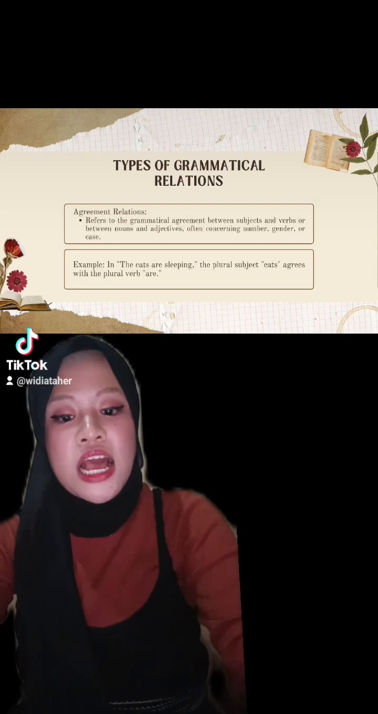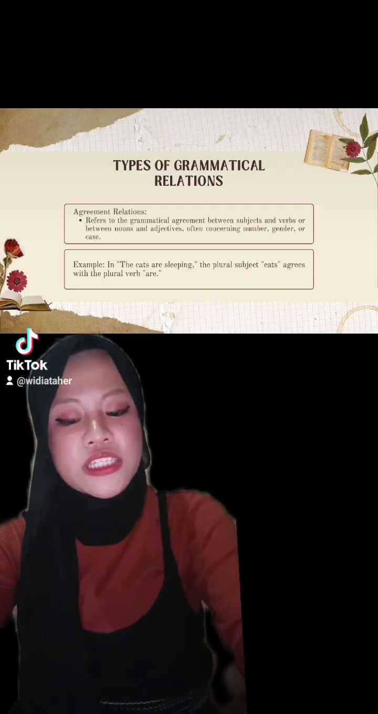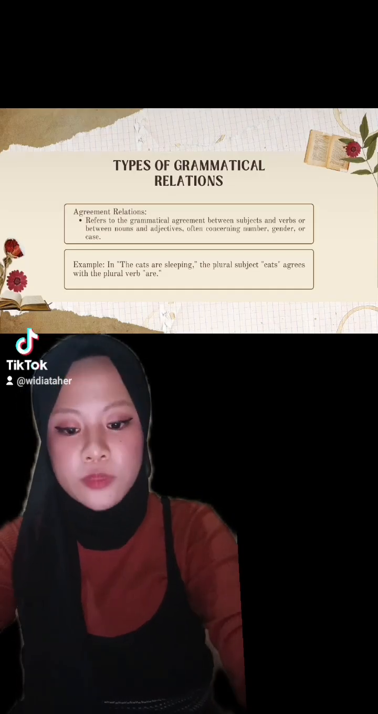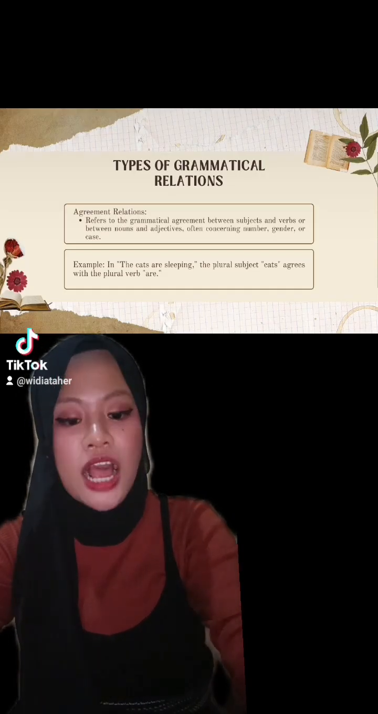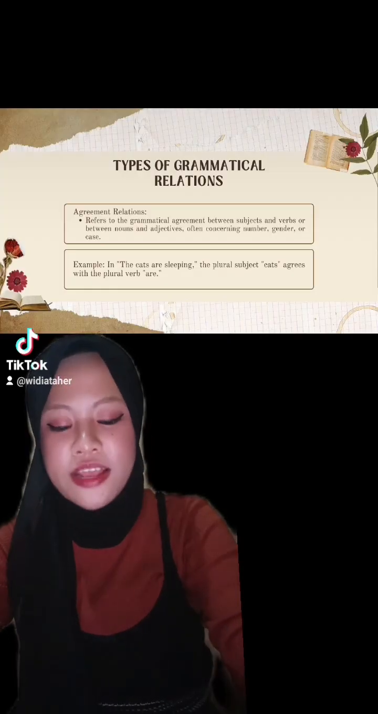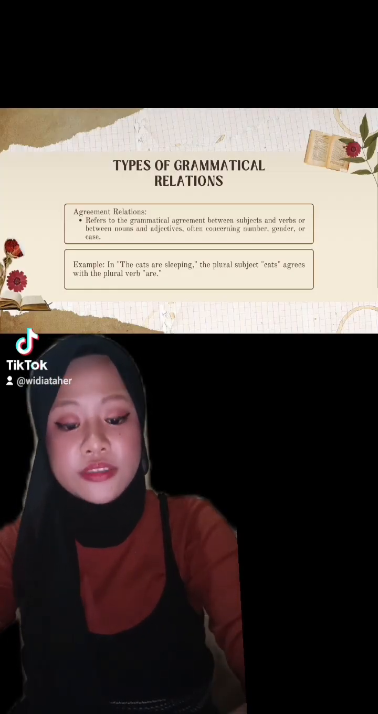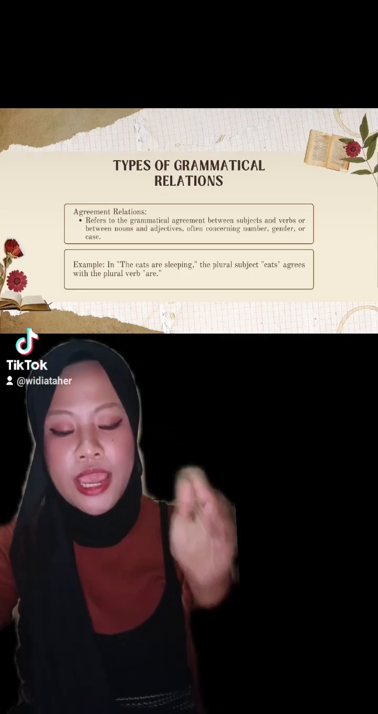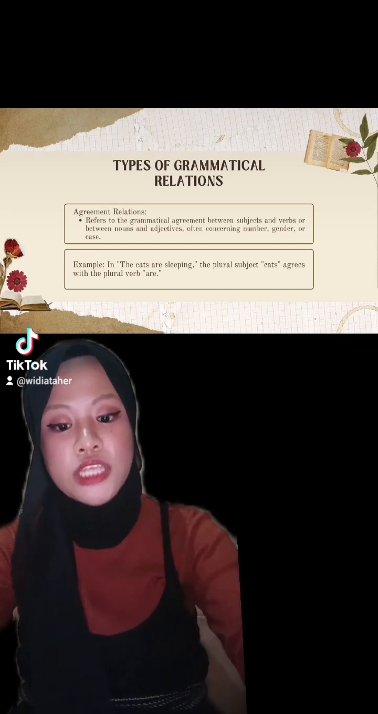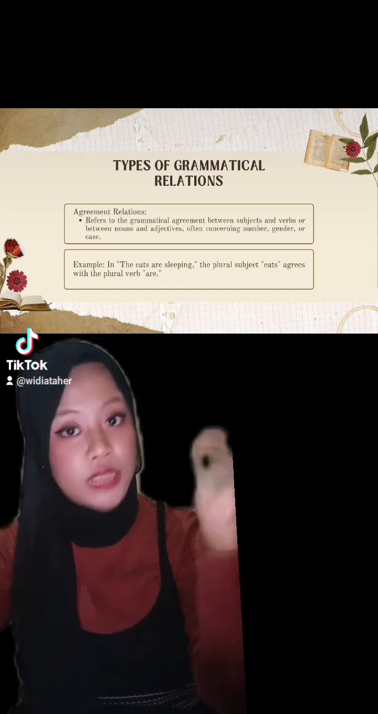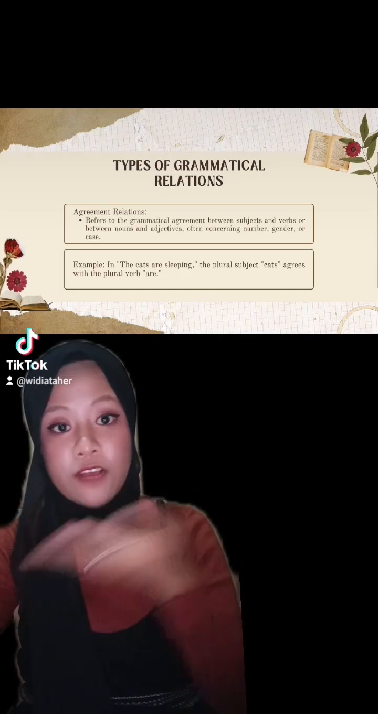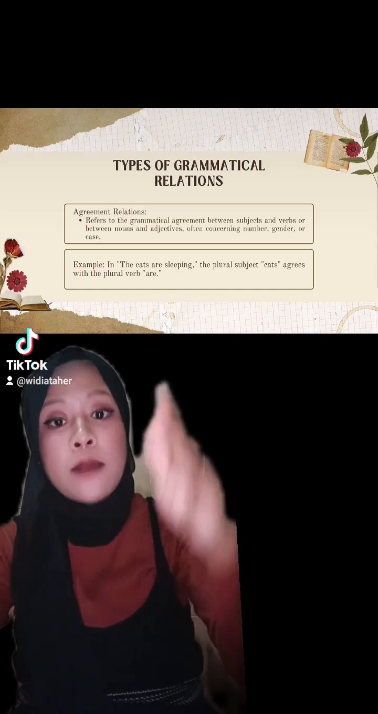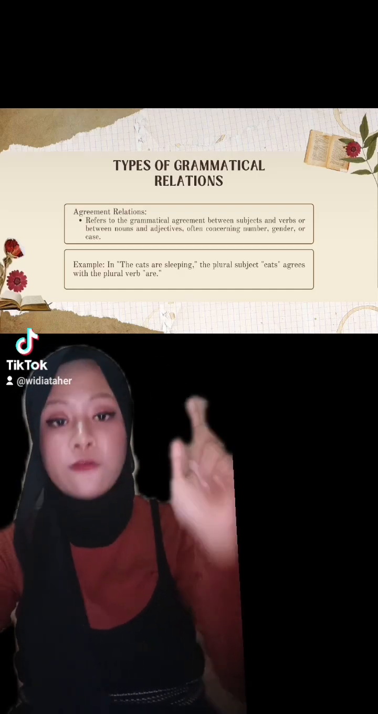And the last one is agreement relations. It refers to the grammatical agreement between subject and verb or between nouns and adjectives, often concerning number, gender, or case. Example, the cats are sleeping. Cats is the plural subject, and the cats agree with the plural verb are. Are is a verb for plural things, and cats are the plural things that go with are.